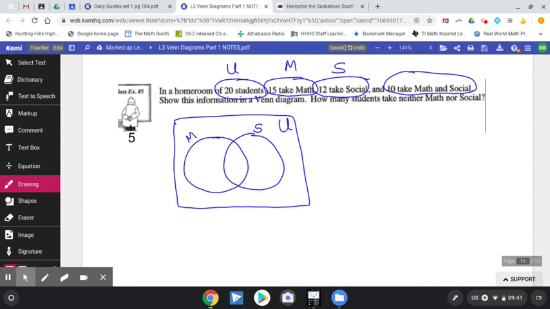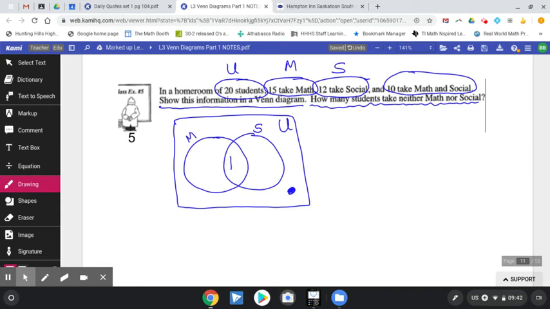And then the question is, how many students take neither math nor social? So the missing number is actually the number that is going to go out here. They don't tell us that number. Now, this would be a tricky question to answer without a Venn diagram. This question does give us that information that we should make a Venn diagram, but even if it didn't say make a Venn diagram, that would be the best strategy to answer this question. So let's start on the inside and work our way out.